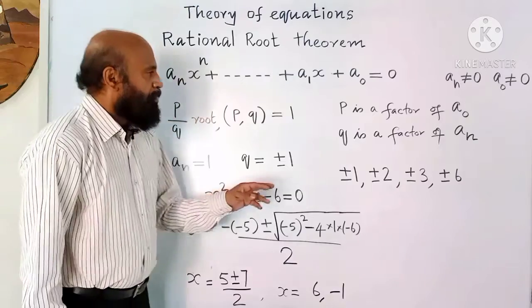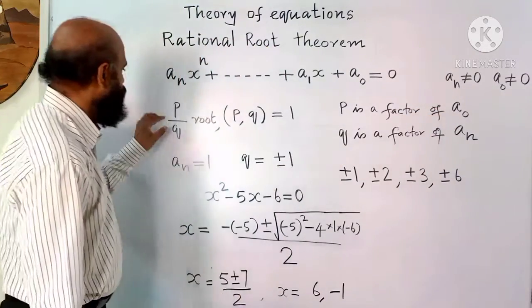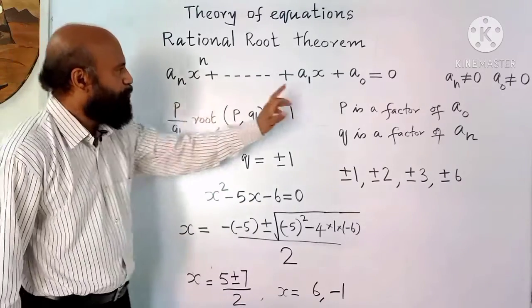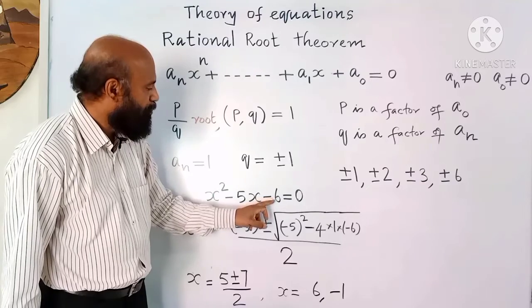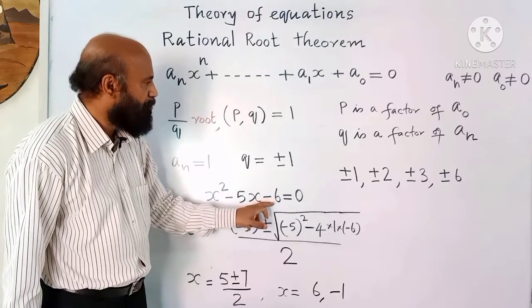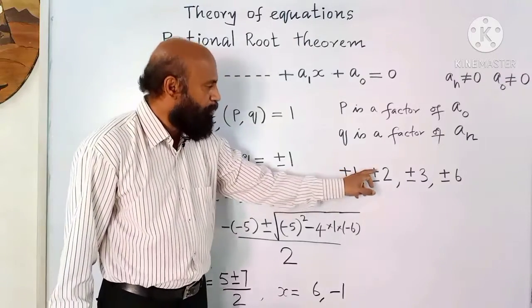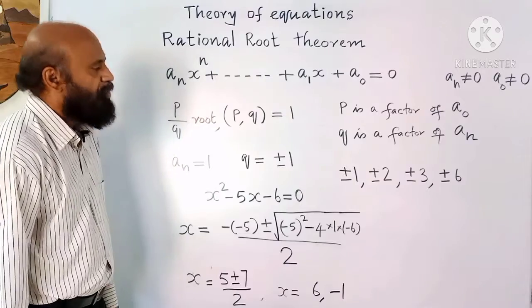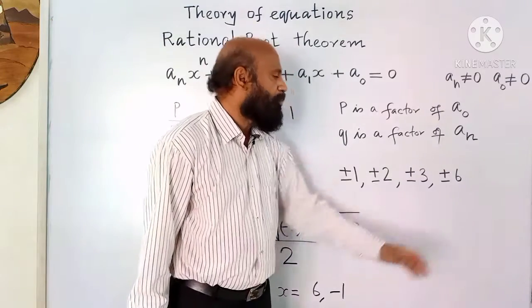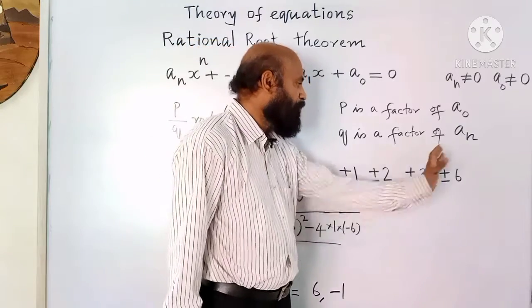Then p is a factor of a0. This p should be a factor of a0. But in the given example, a0 is minus 6. So the factors of 6 are plus or minus 1, plus or minus 2, plus or minus 3 and plus or minus 6. So these are the possible roots. That does not mean that all of them are the roots.